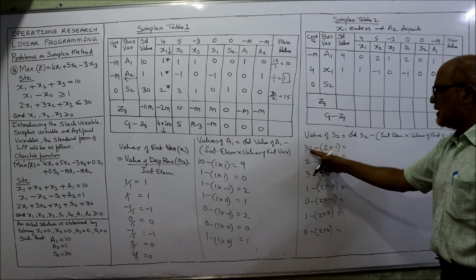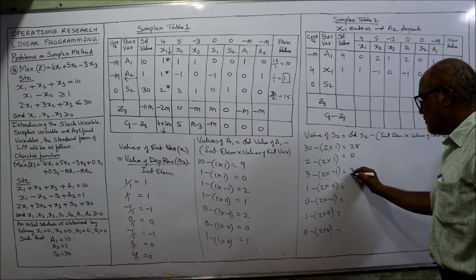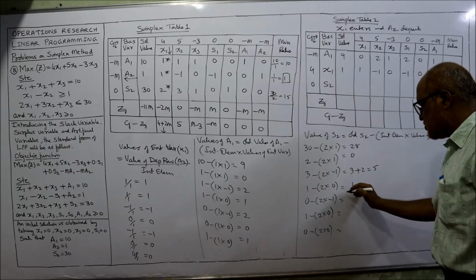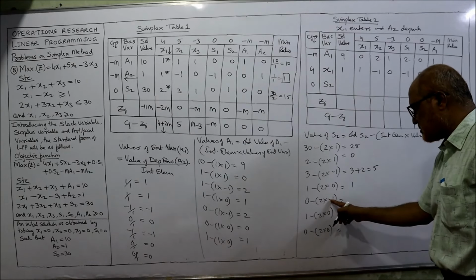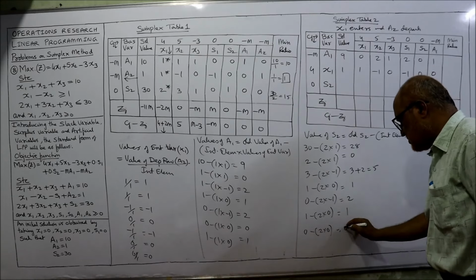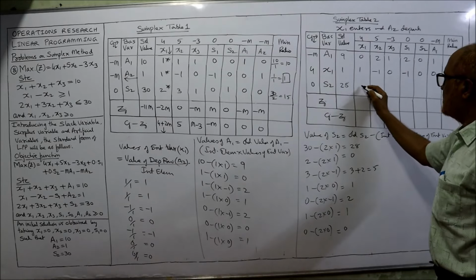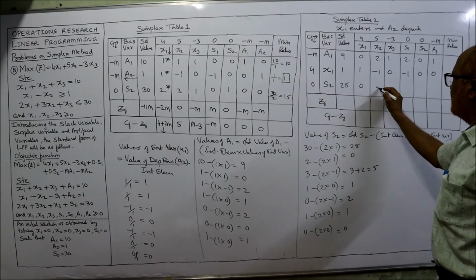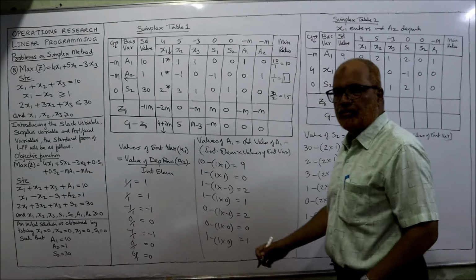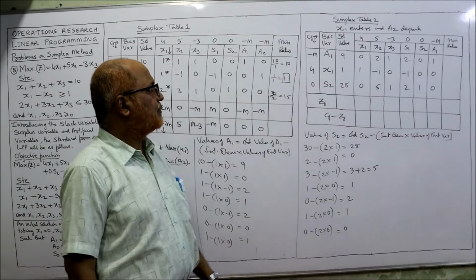2 into 1 is 2. 30 minus 2 is 28. 2 minus 2, 0. 3 minus into minus becomes plus, 2 ones are 2, 3 plus 2, 5. 1 minus 0 is 1. 0 minus into minus becomes plus, 0 plus 2 is 2. 1 minus 0, 1. 0 minus 0 is 0. These are the values: 28, 0, 5, then 1, 2, 1, 0. So we got all the values of A1, x1 and S2.